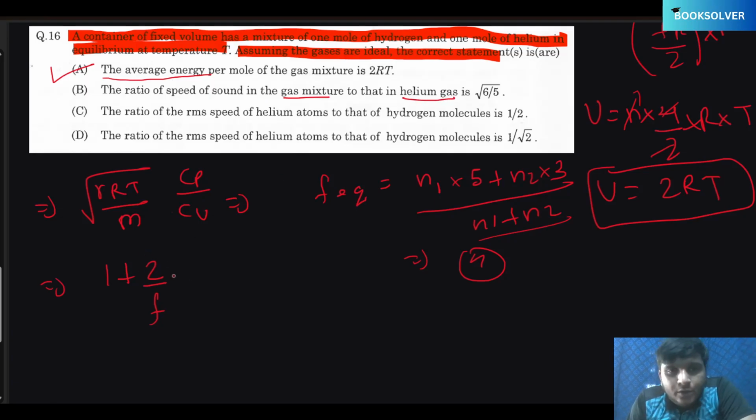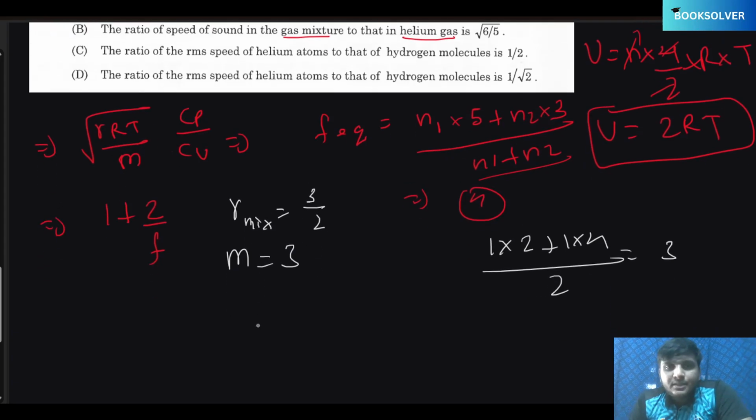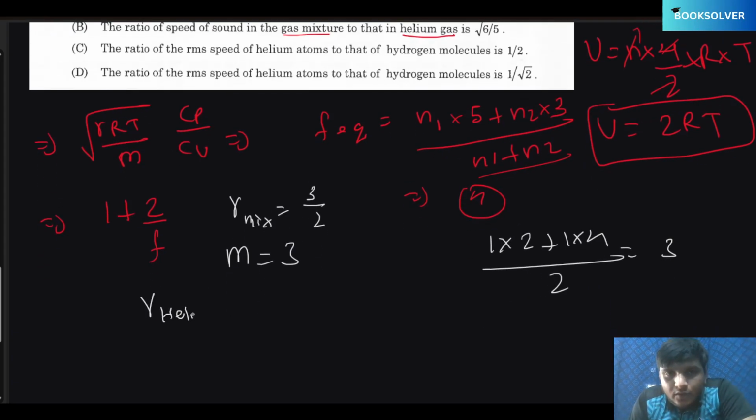also for our helium gas. Let me write them separately. Gamma of the mixture will be equal to 1 plus 2 by 4, which is basically 1 plus 1 by 2, or 3 by 2. And what is M of the mixture, or the average molecular mass? It can be similarly calculated as 1 mole of hydrogen, which has a molecular mass of 2, plus 1 mole of helium, divided by the total number of moles: 4 plus 2, 6, by 2, or 3. So M will be equal to 3 here. Similarly, for helium, which is monoatomic, gamma is 1 plus 2 by 3, which gives 5 by 3, and its molecular mass is equal to 4.